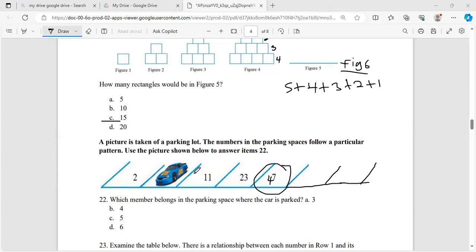Sir, 5. Explain how you got 5. I'm not saying it's incorrect, I'm just saying explain how you got your answer, because that's the most important part. So, sir, 2 plus, wait, sir, wait. All right, take your time, man. It's fine.